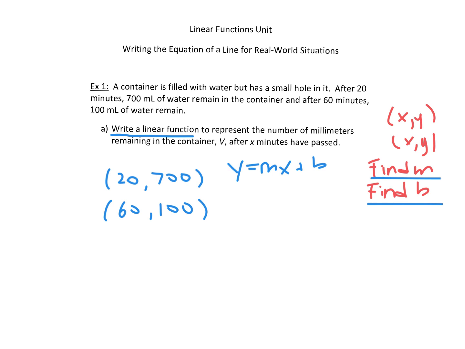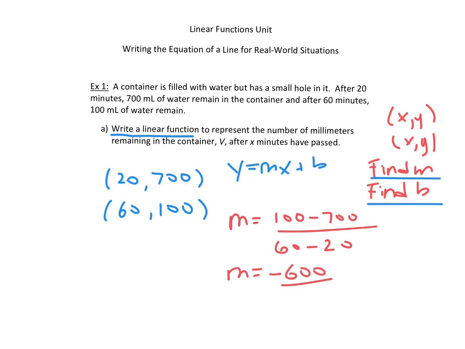I will go through the process. So my slope is going to be change in y, 100 minus 700, over change in x, 60 minus 20. You could have gone the other way also, 700 minus 100 over 20 minus 60. Either way, we're going to get the same answer. I have one negative and one positive. 600 divided by 40, which is going to be 15.